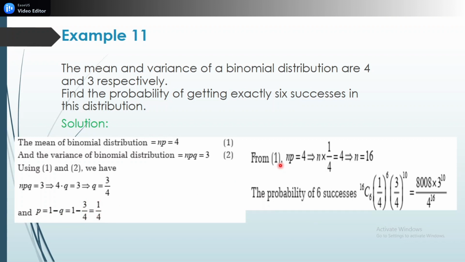From relation 1, n times p is equal to 4. What is the value of n? We can calculate n from this relation. N is equal to 16, which is 4 times 4. For the probability of getting 6 successes, we have to apply this relation: 16 choose 6 times the probability of success power 6 times the probability of failure power 10. When we make this calculation, we will find the exact number. It's also very easy.